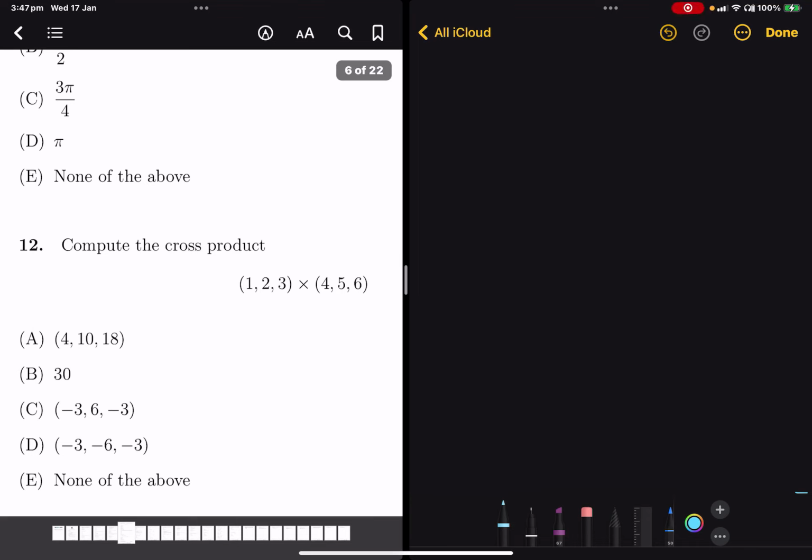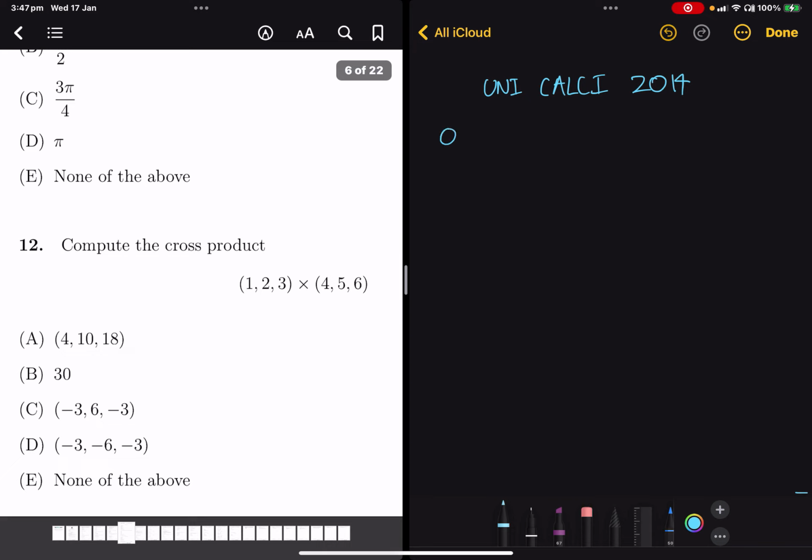Okay, so we're going to have another look at a question. This comes from a Uni Calc 1 exam from 2014. This is a very common Calc 1 question. This is a cross product. Now cross products are pretty straightforward if you know how to do them.